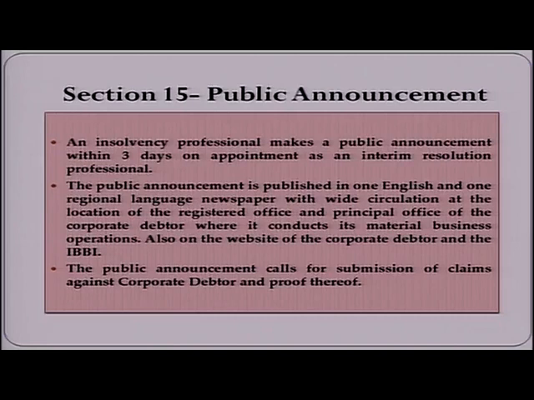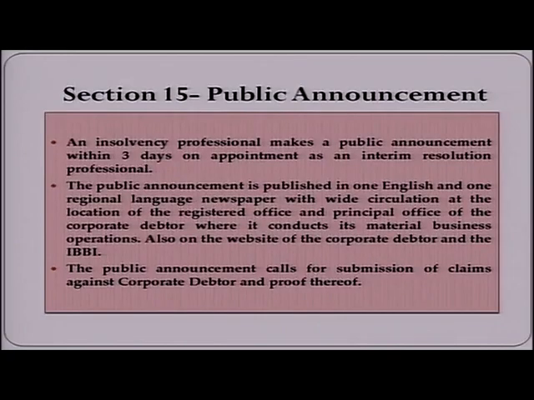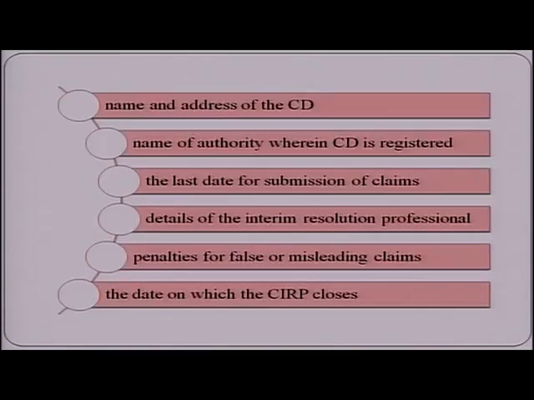The reason for having this public announcement is so that the market, the market participants and the interested stakeholders come to know that such a corporate debtor is now going to be in the CIRP process, and they may submit their claims and submissions to the resolution professional. And by publishing it on the website of the corporate debtor and IBBI, it will have a wider reach. So this is basically the reason this provision has been given. And the public announcement calls for submission of claims against the corporate debtor, and to substantiate it, proof must also be given to the resolution professional.